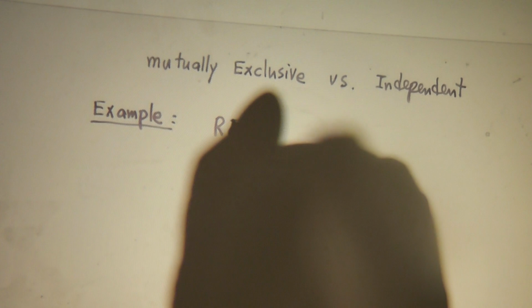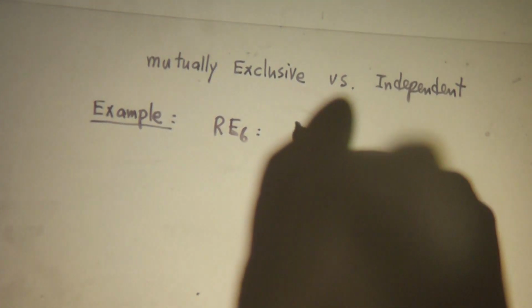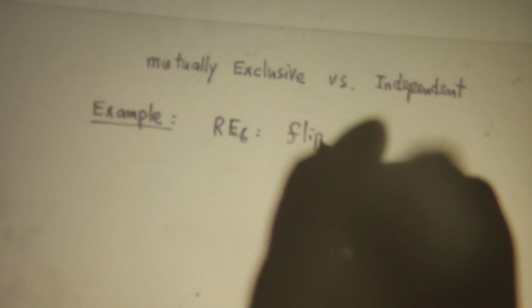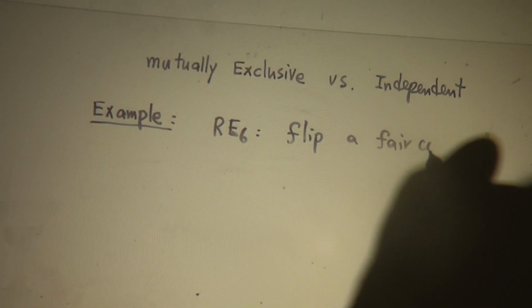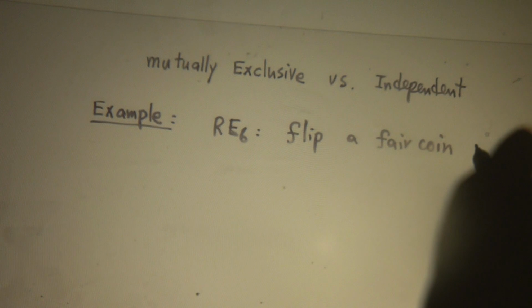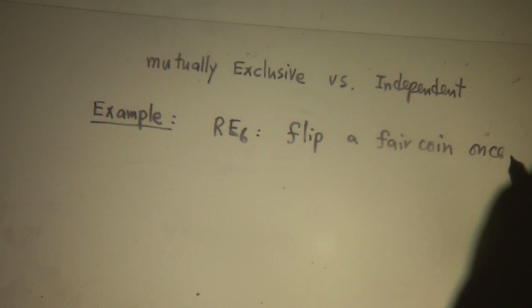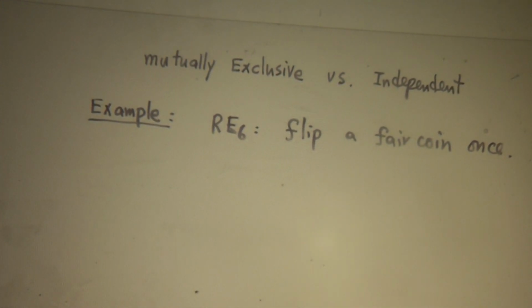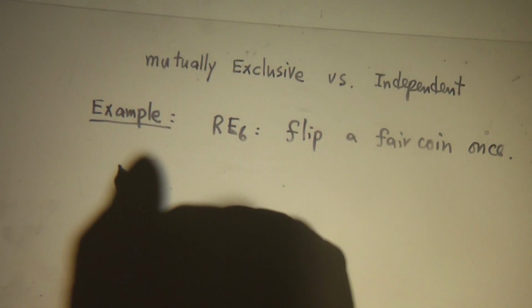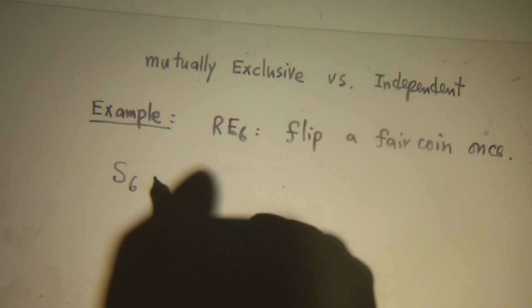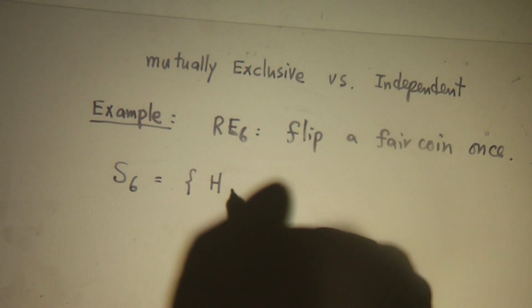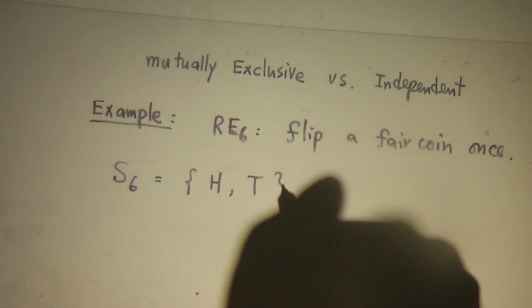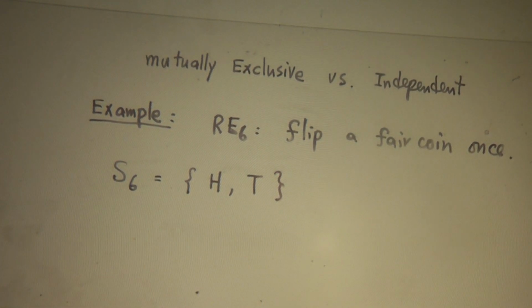Let me call this random experiment 6. We flip a fair coin once. If we flip a fair coin one time, what is the resulting sample space? Well, there are only two possible outcomes. Either we see a head or we see a tail. Nothing else. Head and tail.